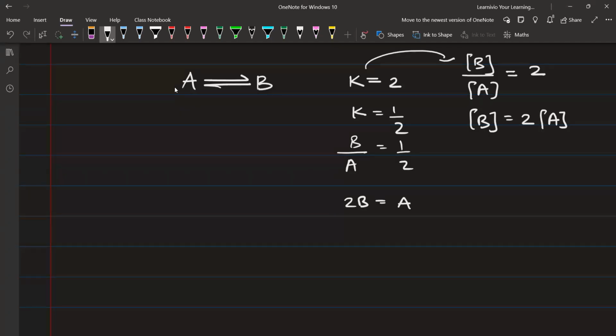Can you now understand the physical significance of the value of K? What does it tell us? Yes or no, please tell me.